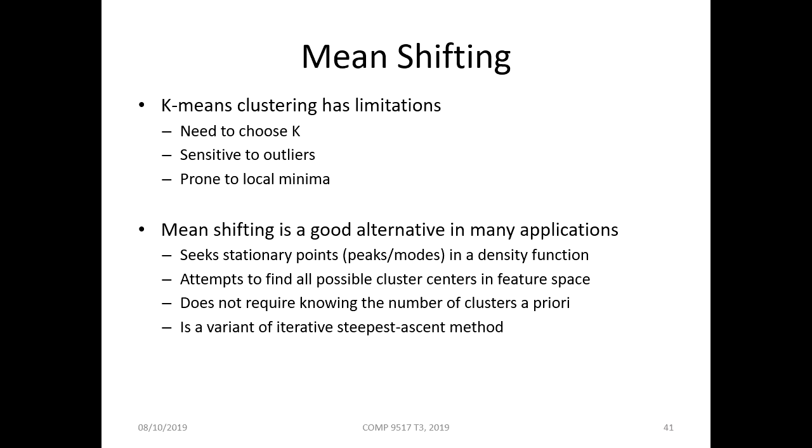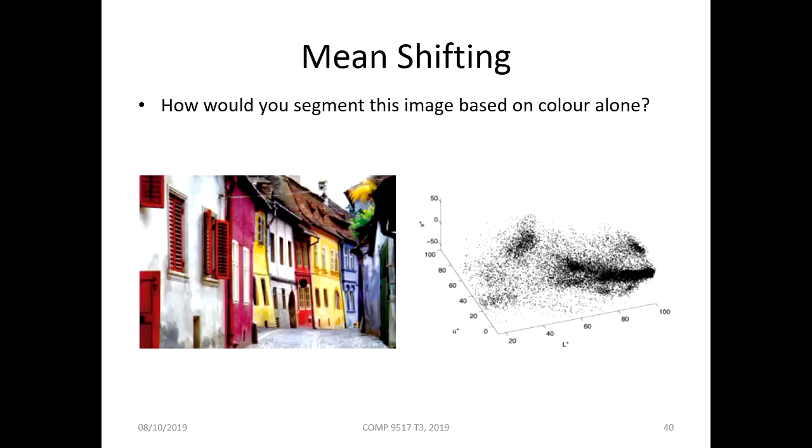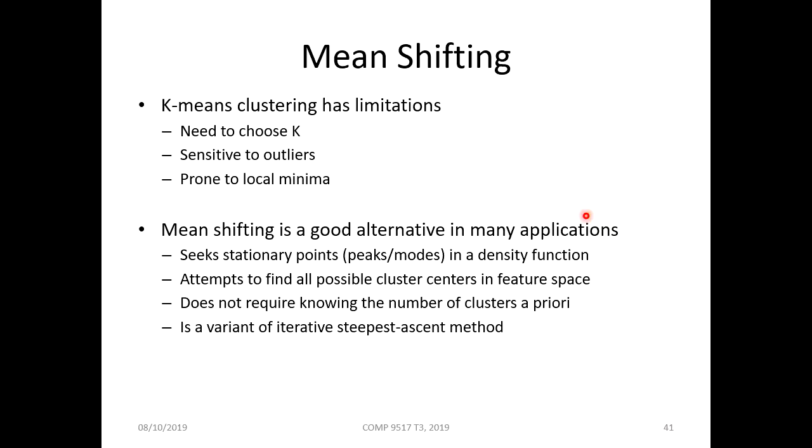Because what mean shifting does is seeking stationary points, peaks, modes in a density function, because that's what this is. This point cloud is what you call a density function, meaning in every point in the space, you can define a measure of density. How many points are there around this point? So you can already visually see that there are areas that have very low density. There are very few pixels there, or points there corresponding to pixels. And there are areas with very high density. And this mean shifting works on density functions. And it attempts to find all the possible clusters in that feature space.